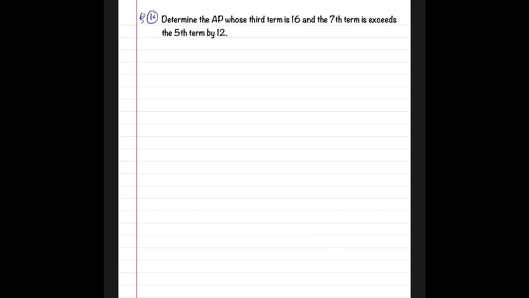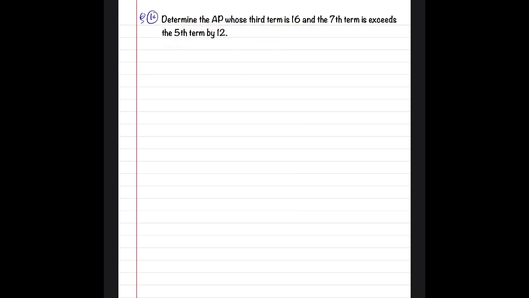Exercise number 1.2, question number 16: determine the AP whose third term is 16 and the 7th term exceeds the 5th term by 12. So, we have to find the AP. Okay. So, students, here the question is, first you write down the question in terms of equations. So, how to write these words in terms of equations?